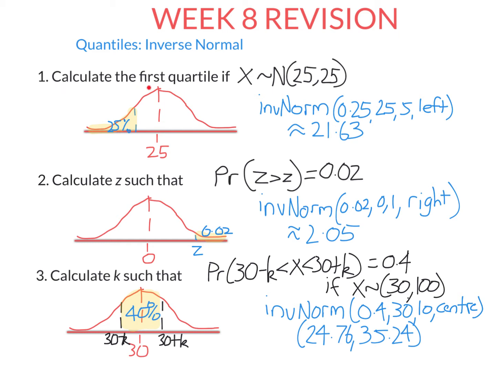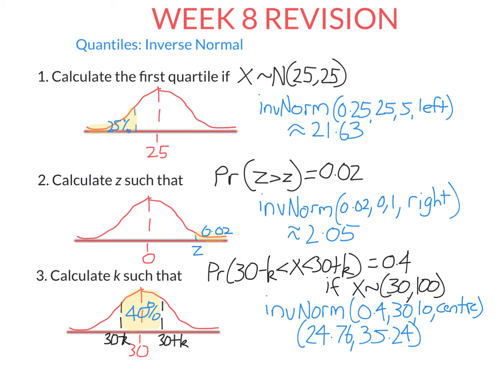So if I said calculate the first quartile if x is normally distributed with mean 25 and variance 25, what we want to find is the value that goes here so that 25% of scores are below it and 75% are above. That's what first quartile means. 25% of scores are below it. So obviously this number is going to be less than 25.